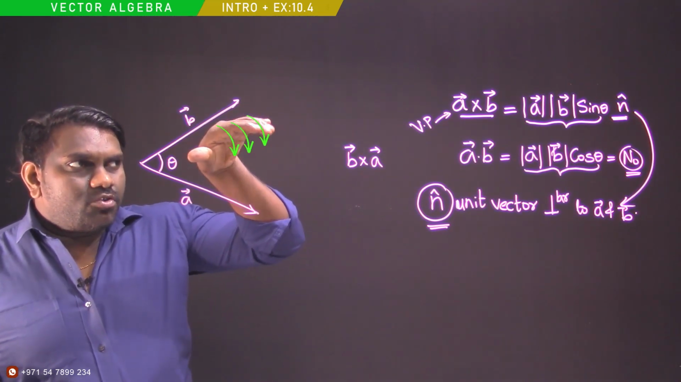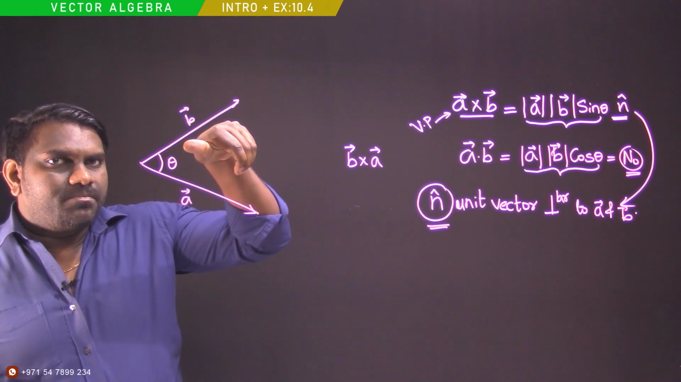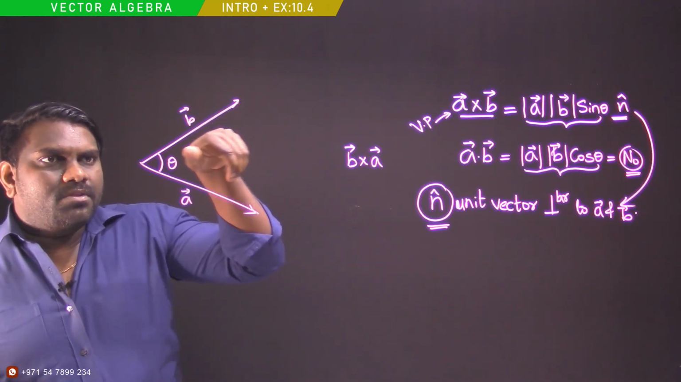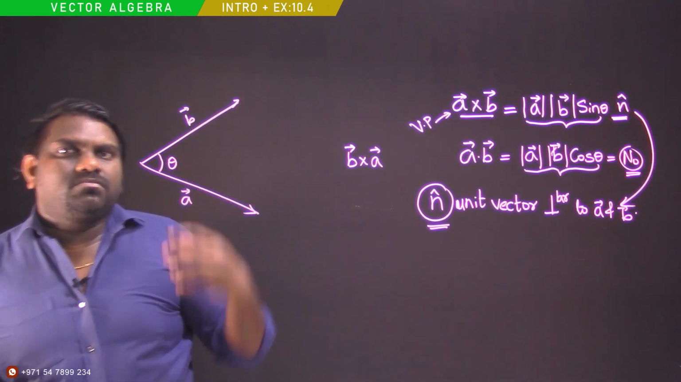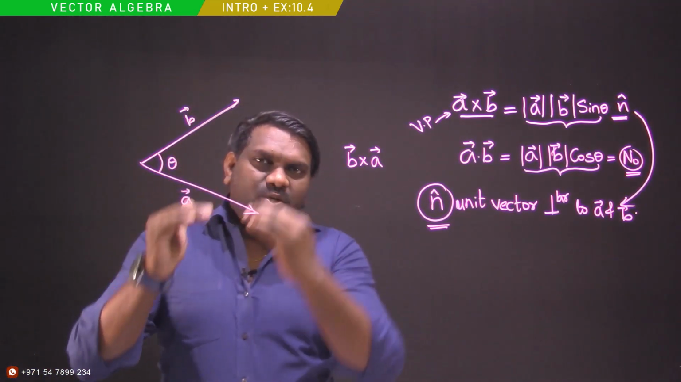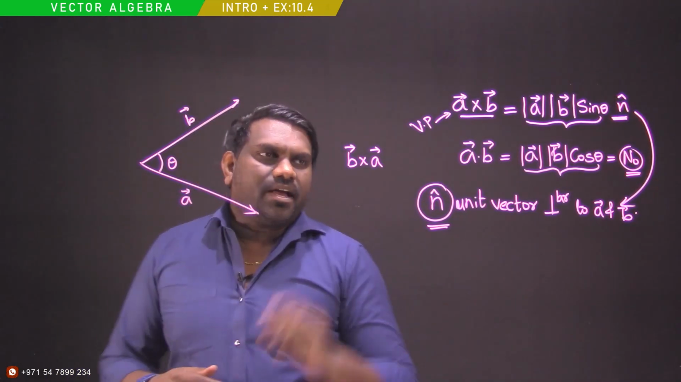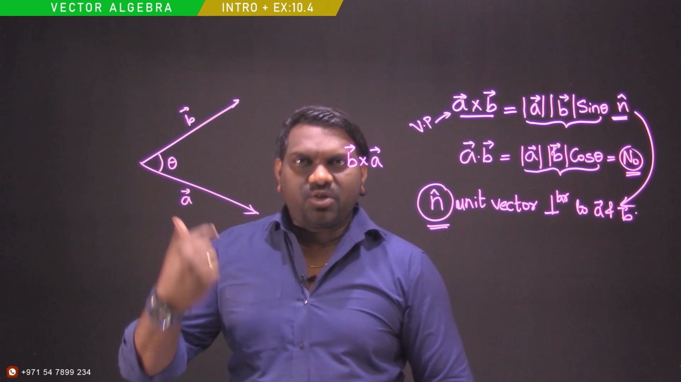Okay, I need to roll it towards A, dear. Yeah, so where is my thumb? Thumb is towards you or towards your direction, right dear? So when going from B to A, the direction of the n cap comes towards you, and when doing A to B, it comes towards me.